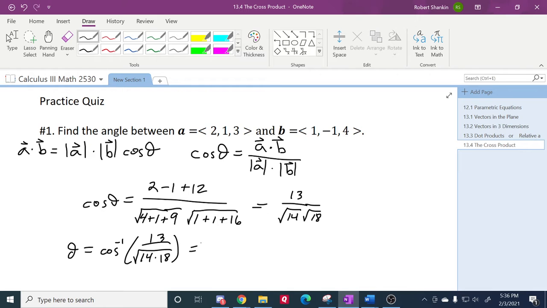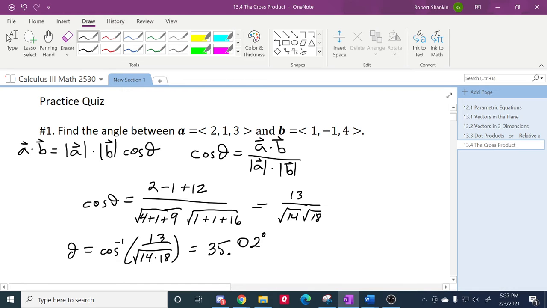When we do calculus in general, like with derivatives and stuff, we have to be careful that we're always in radian mode. But in this case, it's isolated. We could do this fine in degree mode, and it would be 13 divided by the square root of 14 times 18. I'm getting 35.02 degrees.